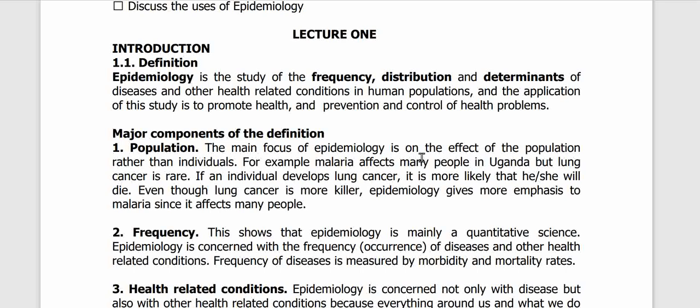But the question is, how many people are dying of HIV per day? And then how many people were dying of COVID-19 per day? So epidemiology says that depending on the statistics of the daily mortality, it gives emphasis to the disease which is taking more lives than the one that is taking a few lives.